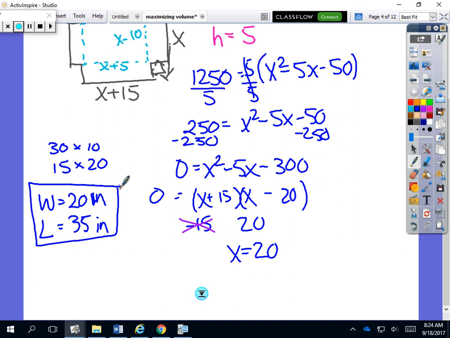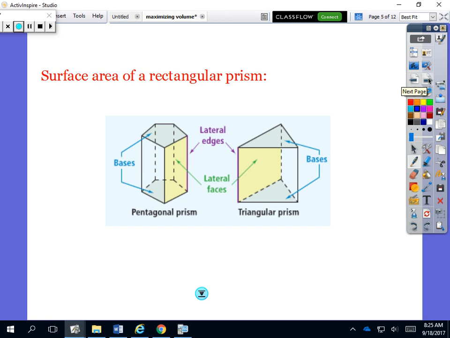So this is not the problem we're going to be doing today, but this is kind of an intro or a warm-up to how to do the problem. We're just going to focus on one maximization problem today, and that is going to be in your notes in just a minute. So we're going to talk about surface area of a rectangular prism.